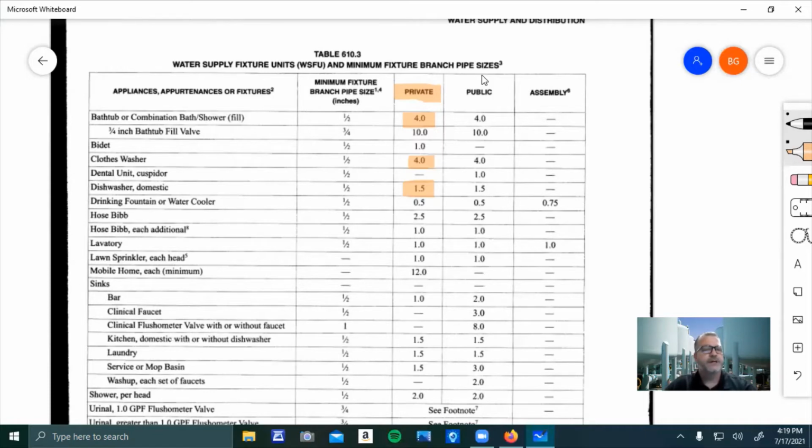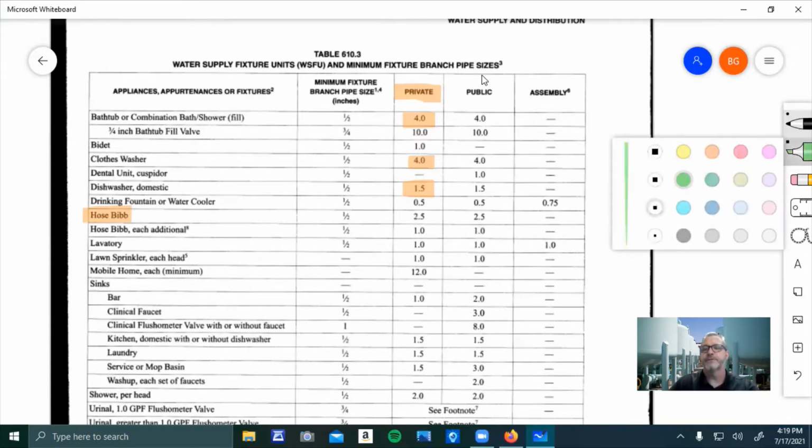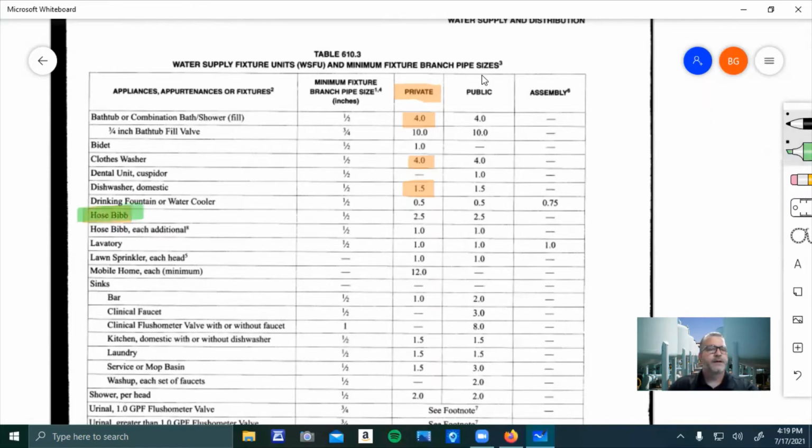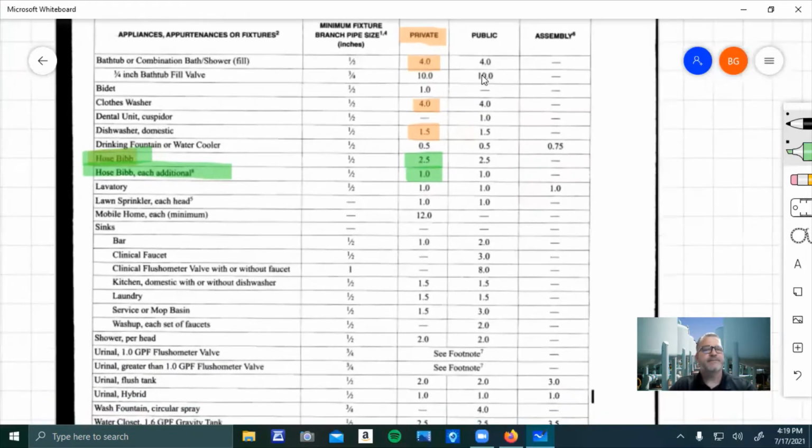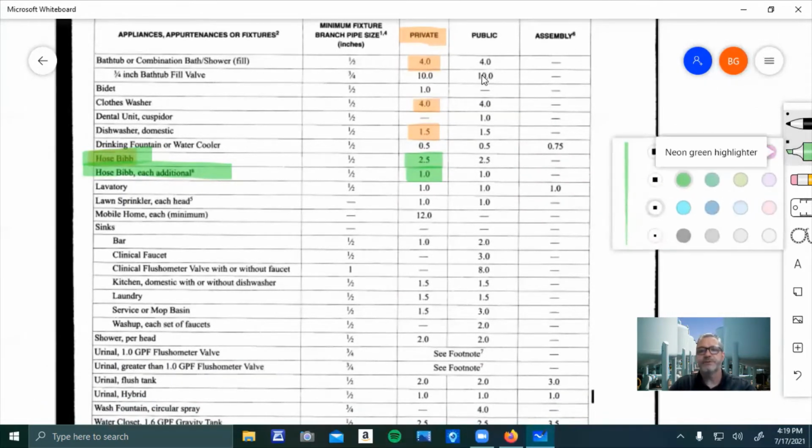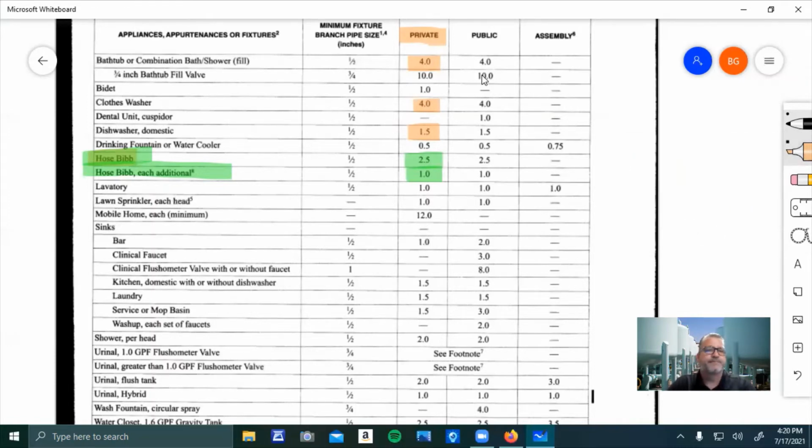We're going to put all these in place, but it's just easier to go through them right now. So here we have a hose bib. We were doing green, so we might as well keep it green. Hose bibs and each additional hose bib. The first hose bib is 2.5. Each additional hose bib is 1. So we have a different count for additional hose bibs. The theory is that there aren't going to be multiple hose bibs utilized at the same time. And if there are, chances are somebody's not going to be in the house, so it's only going to be valued at 1. It's a theory.